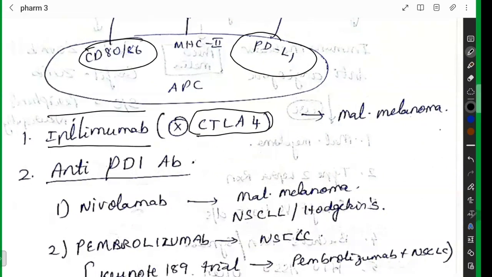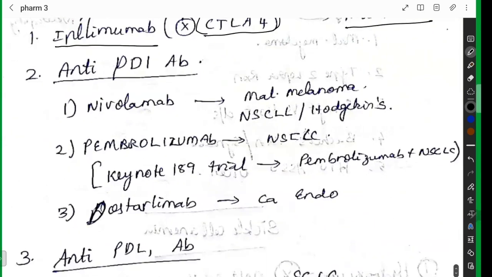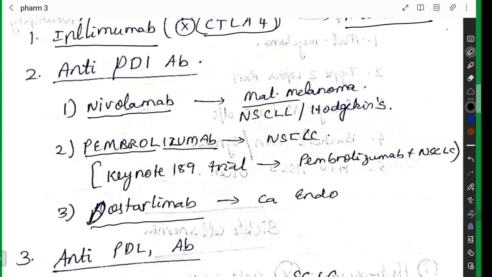What is it going to help? Number one, ipilimumab. You're going to have ipilimumab. So this is going to be used in malignant melanoma. Similarly, anti-PD1 antibody, that is going to help in the nivolumab, and you have pembrolizumab, and you're going to have dostarlimab. Okay, three drugs. Remember, nivolumab and your pembrolizumab. Then you're going to have dostarlimab. This nivolumab is going to be used in malignant melanoma, non-small cell carcinoma of lung, Hodgkin's lymphoma. In those conditions you're going to give.